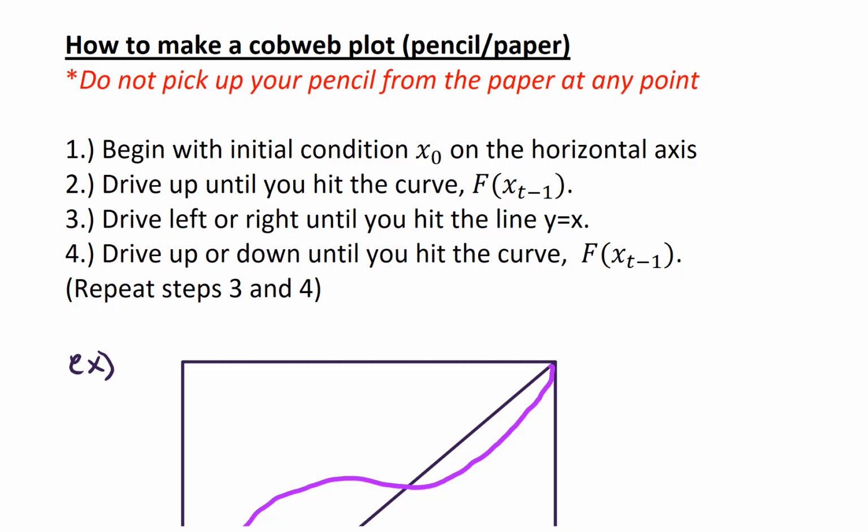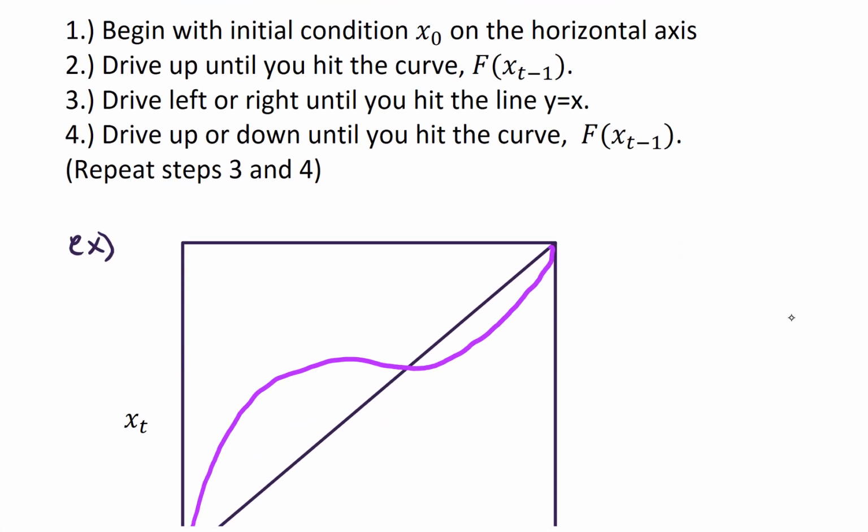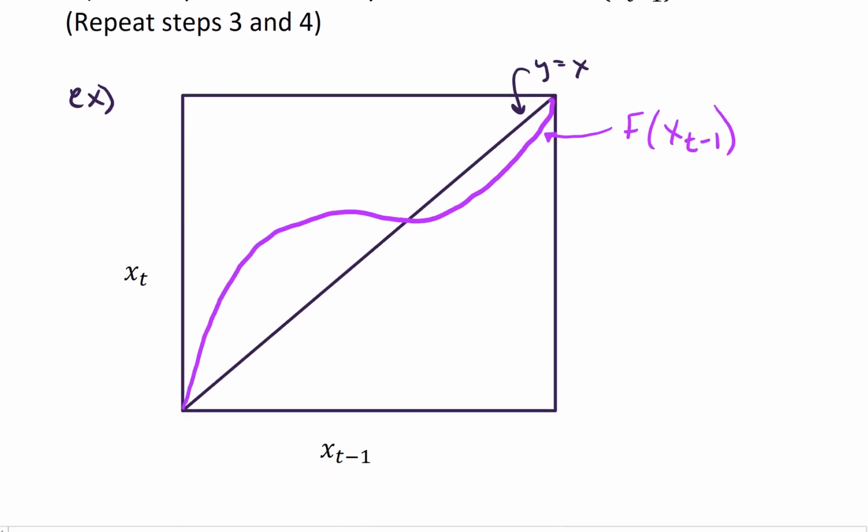So step number 1, we're going to begin with an initial condition x0, and that's going to be on the horizontal axis. Number 2, you're going to drive up to hit the curve, and in this picture the curve is drawn here in purple. So this is our iterative map, this is our relation. Step 3, you're going to then drive right or left to hit the line y equals x, and the line y equals x is drawn here in black. And then step 4, you're going to drive up or down until you hit the curve and repeat over and over. Let's do an example.